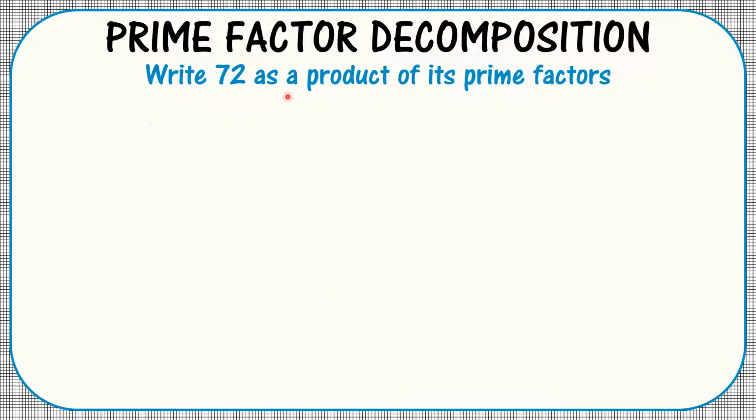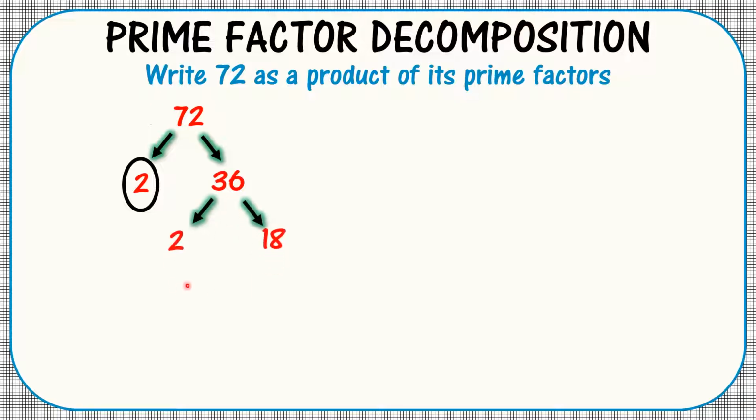So write 72 as a product of its prime factors. You'd write the number 72. You'd find 2 numbers which multiply to give 72. Preferably one has to be a prime number, so it's 2 times 36. We know that 2 is a prime number, so you'll put a circle around it. Is 36 a prime number? No, so you'll break it down again. We know that 36 is equal to 2 times 18. Again, 2 is a prime number, you put a circle around it.